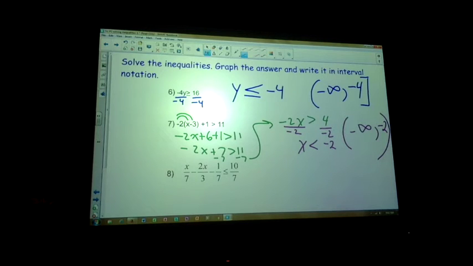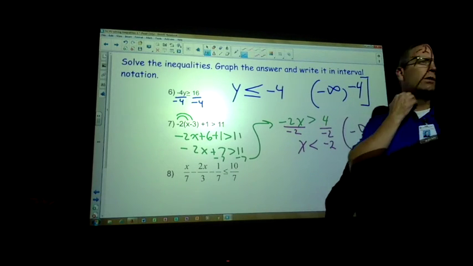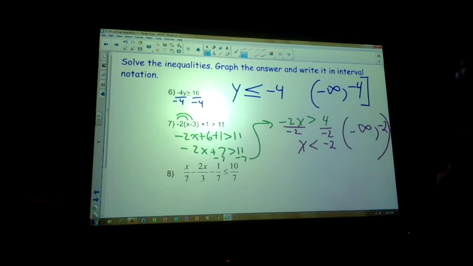Wait, so does that mean that if we plug in anything smaller than negative 2, it'll make the original true? True. It'll make the original true. So if I were to take, let's say, negative 3 and plug it into this, it's still going to be true. Okay?